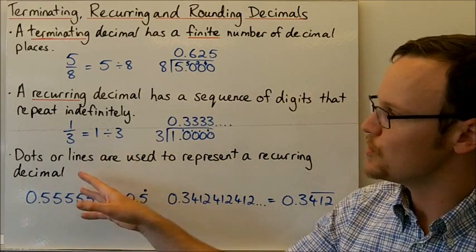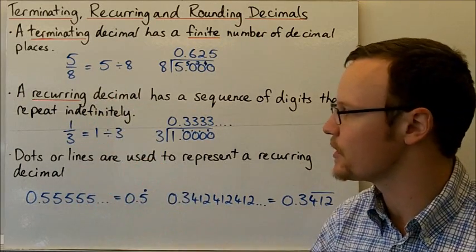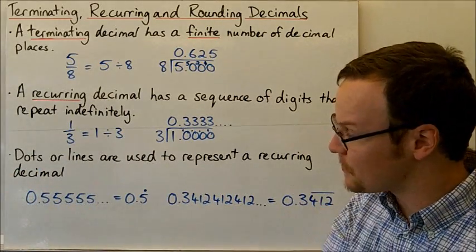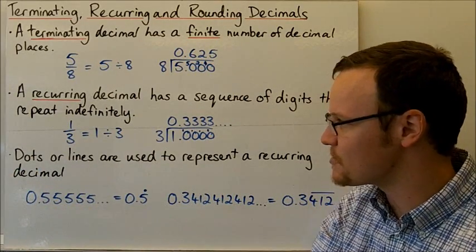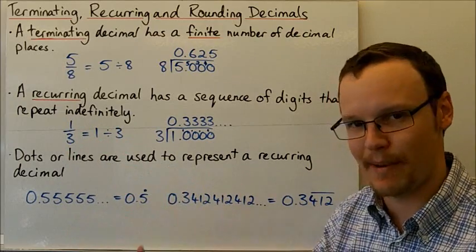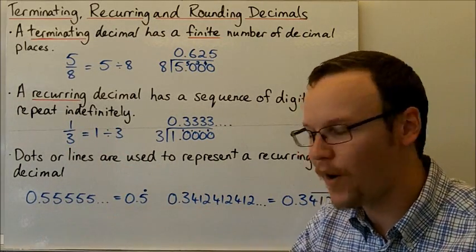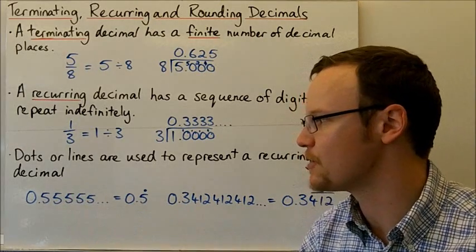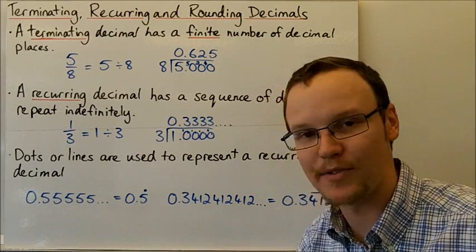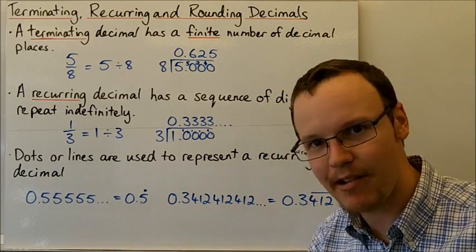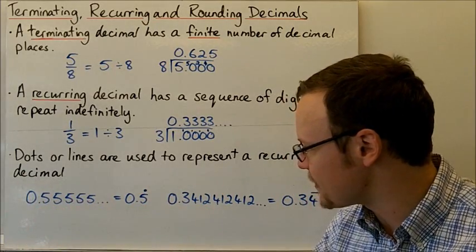In order to represent a recurring decimal, so we don't have to write for an infinitely long period of time just to write one decimal, we can use dots or lines to represent those recurring decimals. So if we had 0.5 recurring, so 0.5 and 5s went on forever, we can put a little dot over the 5 to say it keeps going 555 forever and ever.